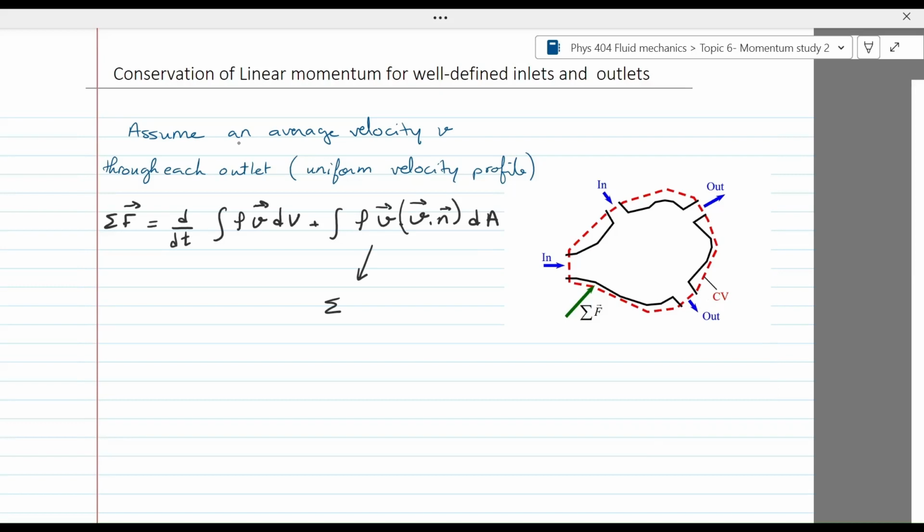I'm assuming an average velocity through each outlet. So I have a constant V which I can take outside the integral. I'm also assuming a velocity that is perpendicular to the outlets and inlets, so it's along the direction of the normal. So V dot n is going to be V itself. And then I can see that I will have the integral of rho V dA, which is basically m dot, alongside an additional vector for the velocity. So now I can rewrite my equation for the conservation of linear momentum with well-defined inlets and outlets.